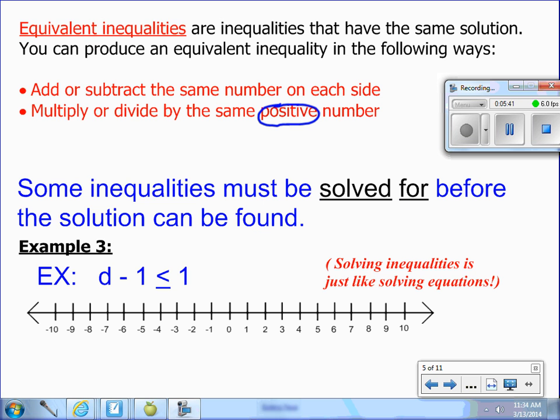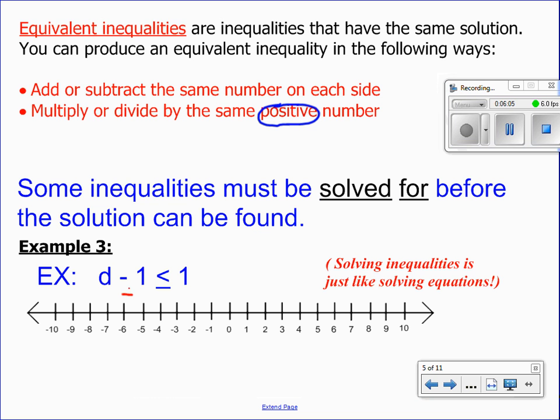We're going to address the issue of what to do when you're multiplying or dividing by a negative number. So let's move on. Some inequalities must be solved for before the solution can be found. So in our example 3, we're going to solve the inequality. Just as we would in solving equations, we're going to add 1 to each side, where D is going to be less than or equal to 2.